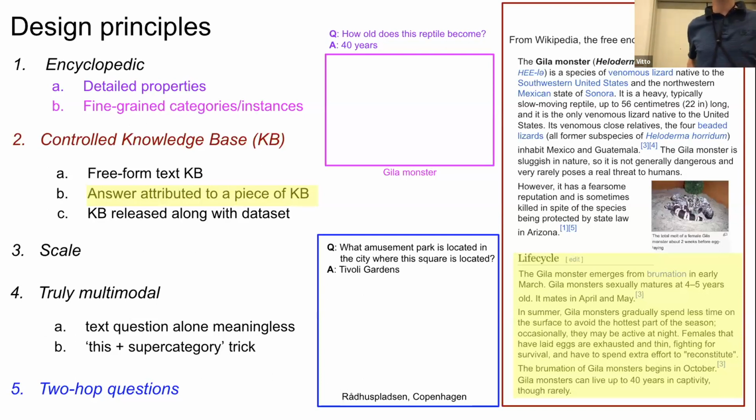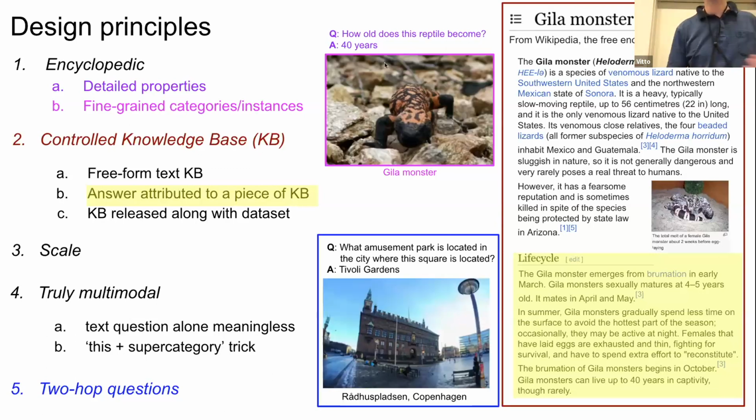All our questions, 100%, are about detailed properties of fine-grained categories or instances. Like, how old does this reptile become? Huh? That's what you always wondered in the morning at breakfast. How old does it become? The answer is 40 years old. We even have multi-hop questions that require thinking beyond one document, like what amusement park is located in the city where this square is located, to figure out the city, figure out the amusement park, and requires more documents.